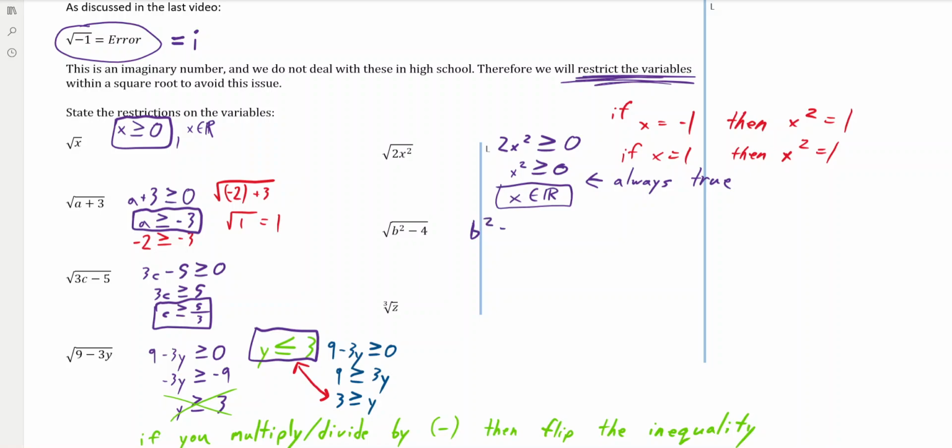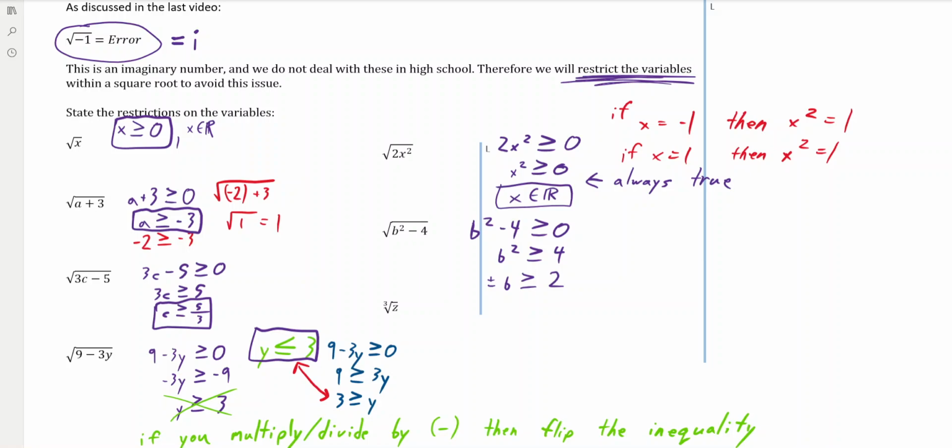b squared minus 4 is greater than or equal to 0. So if we move the 4 over, b squared is greater than or equal to positive 4. Then we're going to square root both. Now this is going to be a very interesting one, because when you square root a square, it means that we're going to have a positive or negative b, giving us that square root of 4, which is 2.